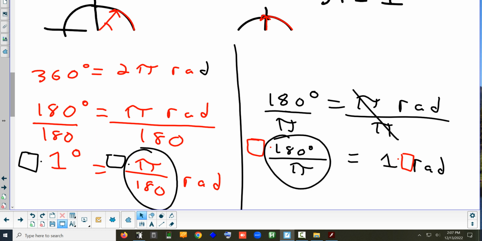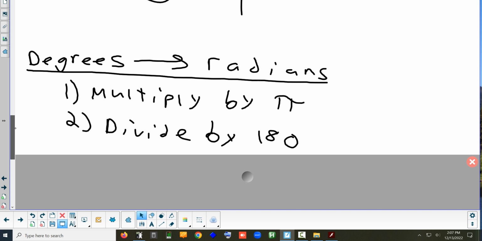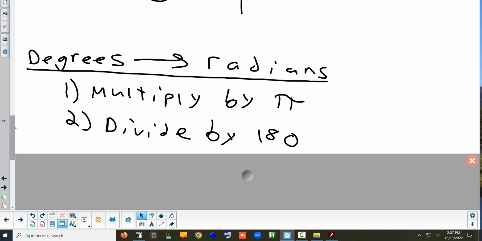This is what's important. If you want to change from radians to degrees, there's 2 steps. Take what you want to convert, multiply by 180, and divide by pi. Multiply by 180, divide it by pi. So it's the opposite of what we did before. We're going to divide by pi.